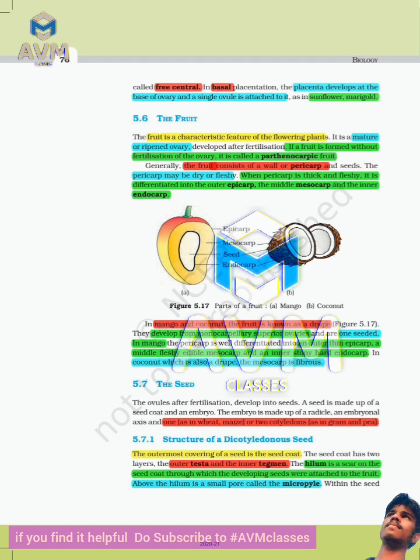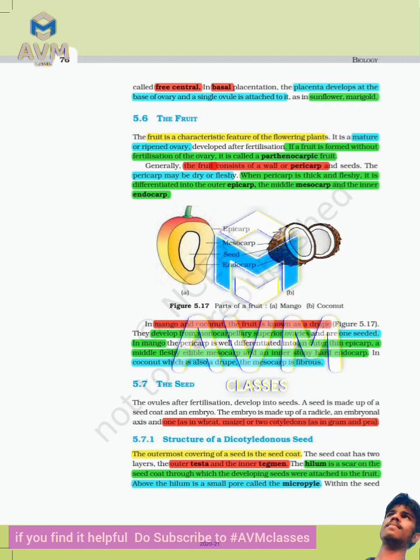5.6 The fruit. The fruit is a characteristic feature of the flowering plants. It is a mature or ripened ovary developed after fertilization. If a fruit is formed without fertilization of the ovary, it is called a parthenocarpic fruit. Generally, the fruit consists of a wall or pericarp and seeds. The pericarp may be dry or fleshy. When pericarp is thick and fleshy, it is differentiated into the outer epicarp, the middle mesocarp and the inner endocarp.